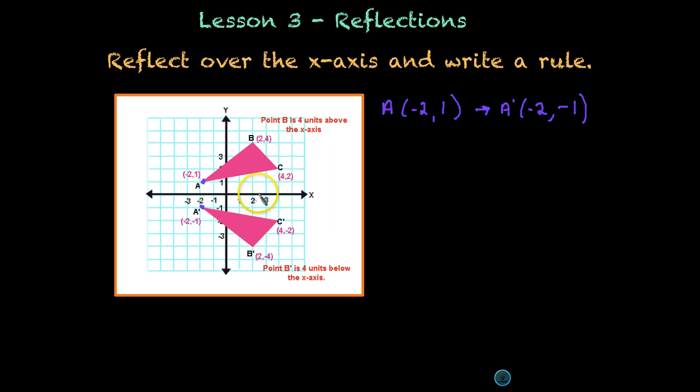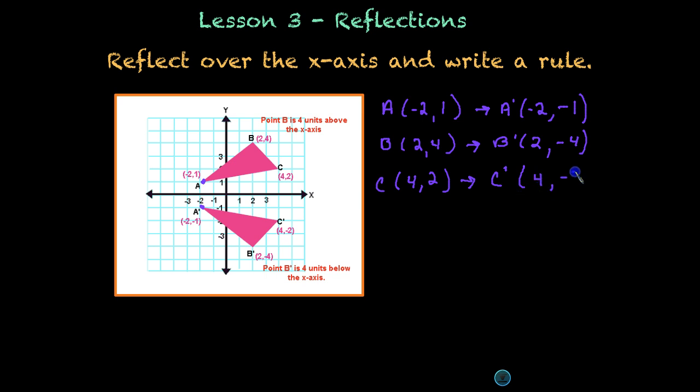Let's look at the B coordinate. We started off with B at (2, 4), and if we follow what we said, we're going to keep the x coordinate the same, so we'll keep that as 2, but we'll change the sign of the y coordinate, so now we'll have a -4. And notice this is what we have down here. And so our final point, C, (4, 2), again, if we follow what we've set up for our rule, then our C prime should be (4, -2), and you'll notice that it is.